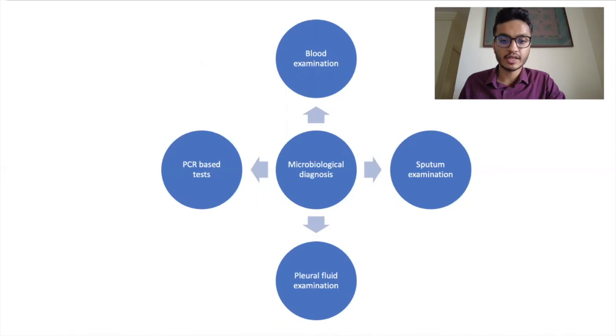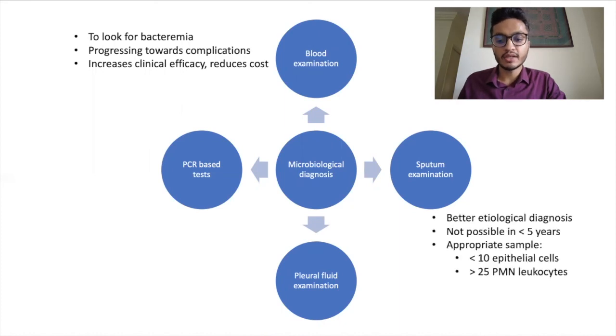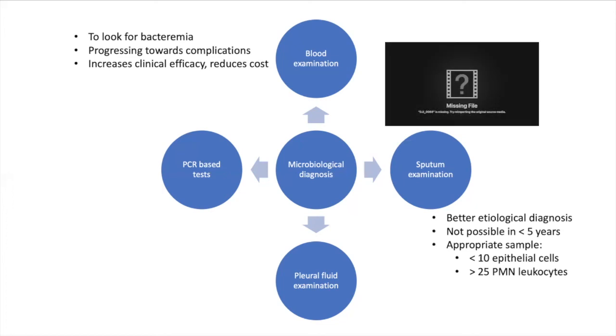Further, for microbiological diagnosis, you do blood investigations to look for bacteremia, to see whether it is progressing towards any complication. And once you have a diagnosis, it increases your clinical efficacy as well as it reduces the cost of treatment. Sputum examination gives you a better etiological diagnosis. However, it is not possible in less than 5 years of age. We should remember that an appropriate sample is the one in which you get less than 10 epithelial cells and more than 25 polymorphonuclear leukocytes, along with whichever organism is isolated.